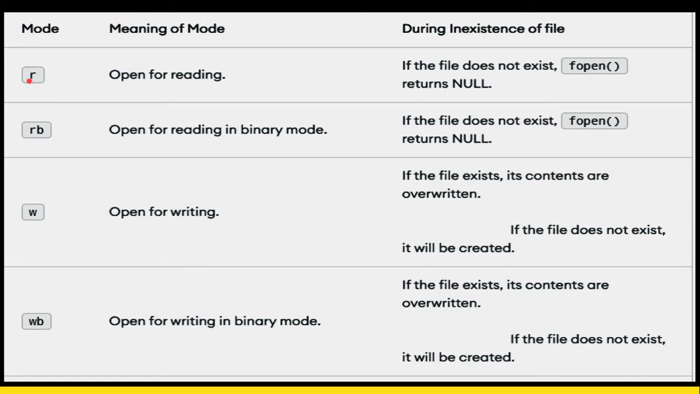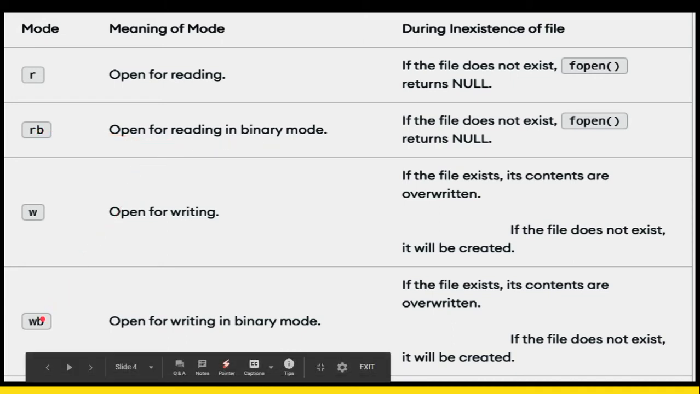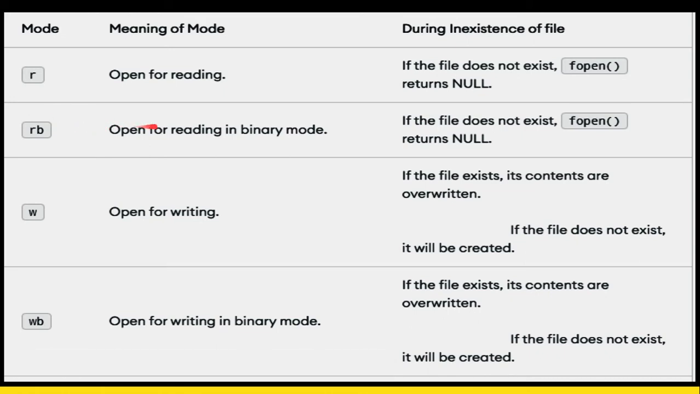Suppose in that mode r is given, it is open for read, which means you can just read the file. If the file does not exist, it will return the pointer as NULL. Okay, and then we have one more thing called rb. This is open for reading in binary mode. We have two types of file, text file and binary file. So if you want to say it is in binary mode, we have to add b as a suffix. Okay, so rb stands for opening a file in binary mode for reading, and here the concept is the same.